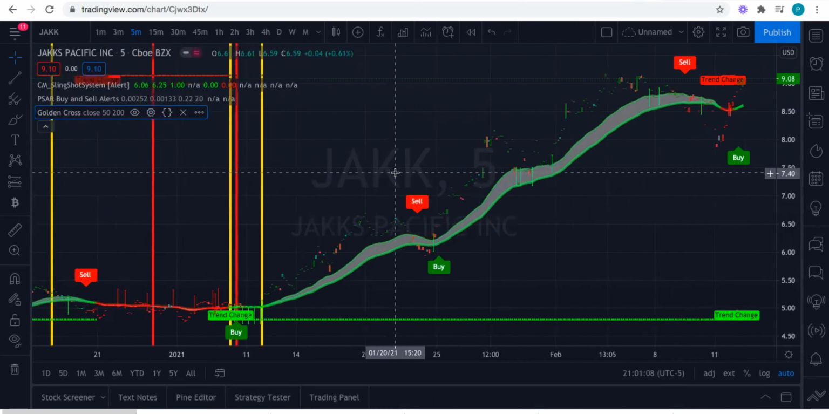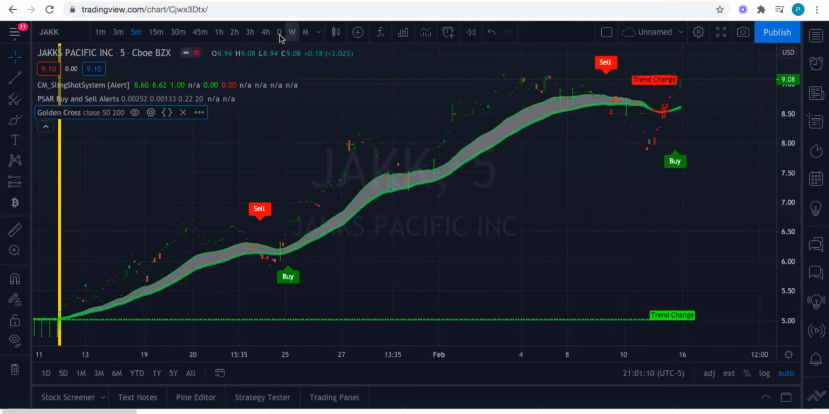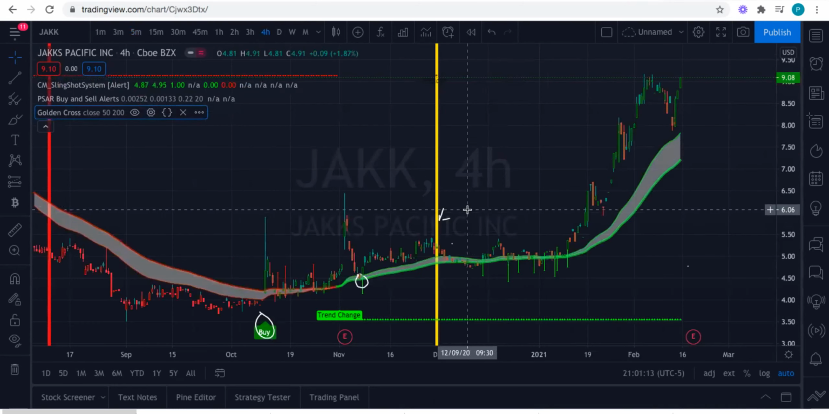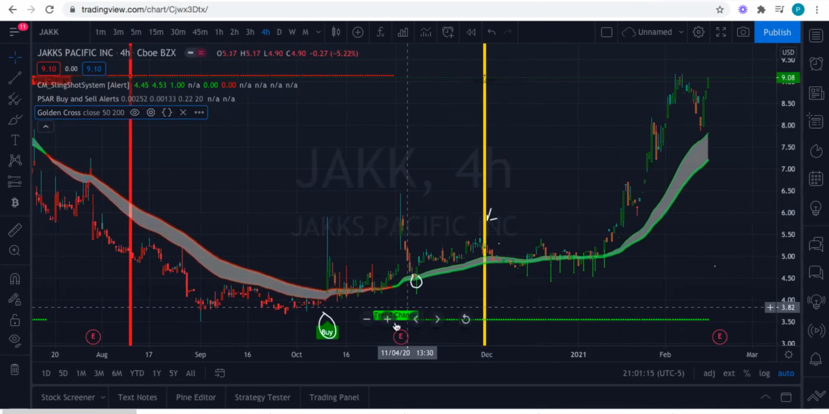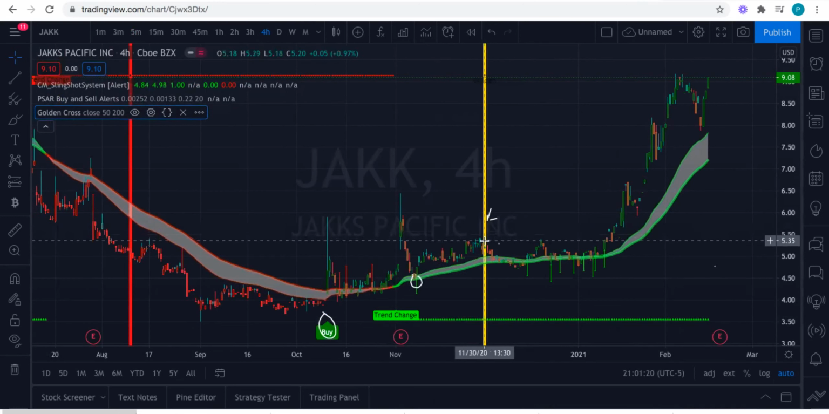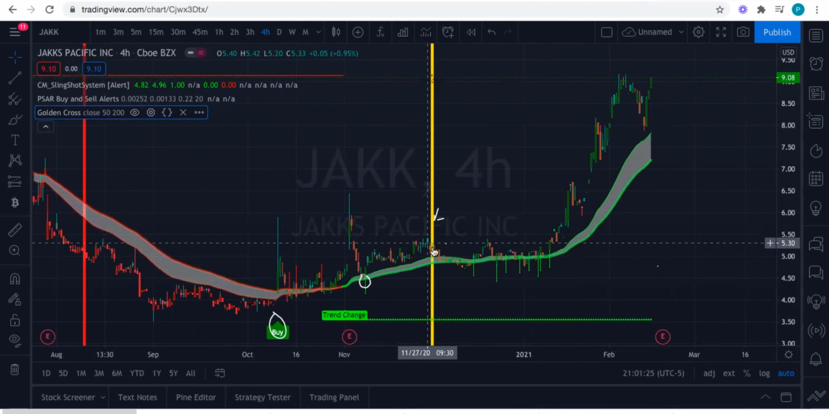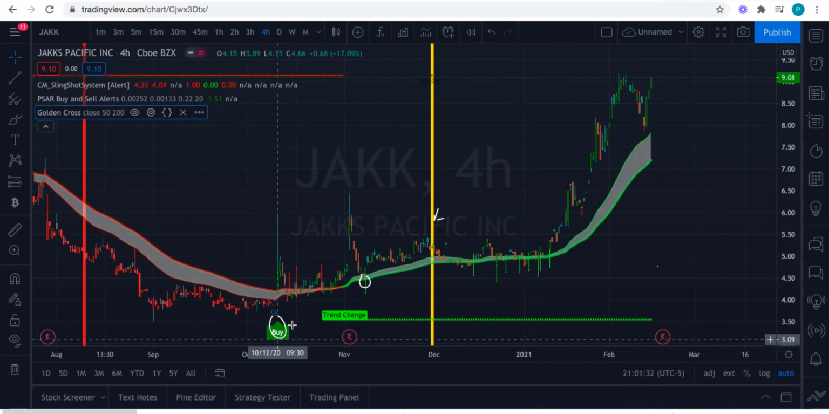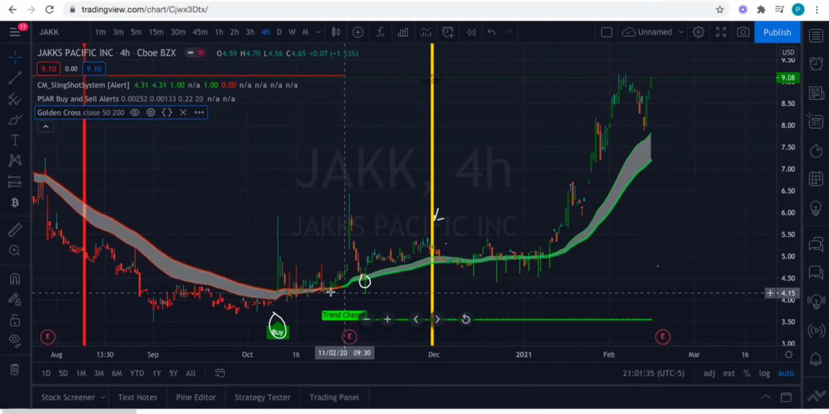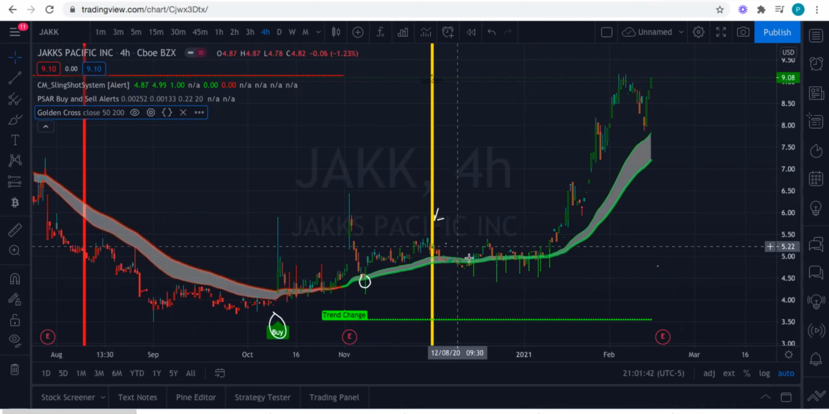Now, when I'm looking for a buy, I'll show you exactly what I'm looking for. I'm looking for a buy, a trend change, and a golden cross. And I'm looking to enter my position the very first drop to the slingshot after the golden cross. So this is my first alert to buy. This is my second alert to buy. Okay, I'm adding small positions here and here, right? And then I'm adding my biggest position here.